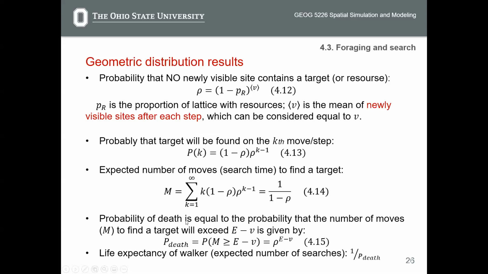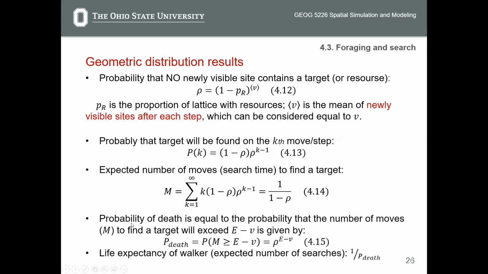And eventually, we want to address the probability of death. Because like I said at the very beginning, the walker has an energy level of E. And after each step, 1 unit of energy is consumed. If the walker cannot find food before the energy drops to 0, it will die. Okay, so the death rate, the probability of death, is important.